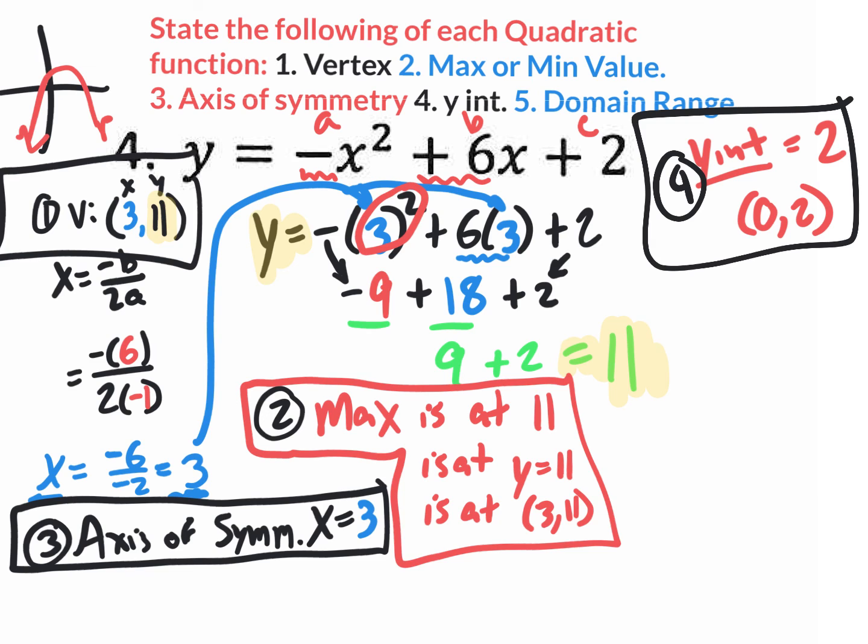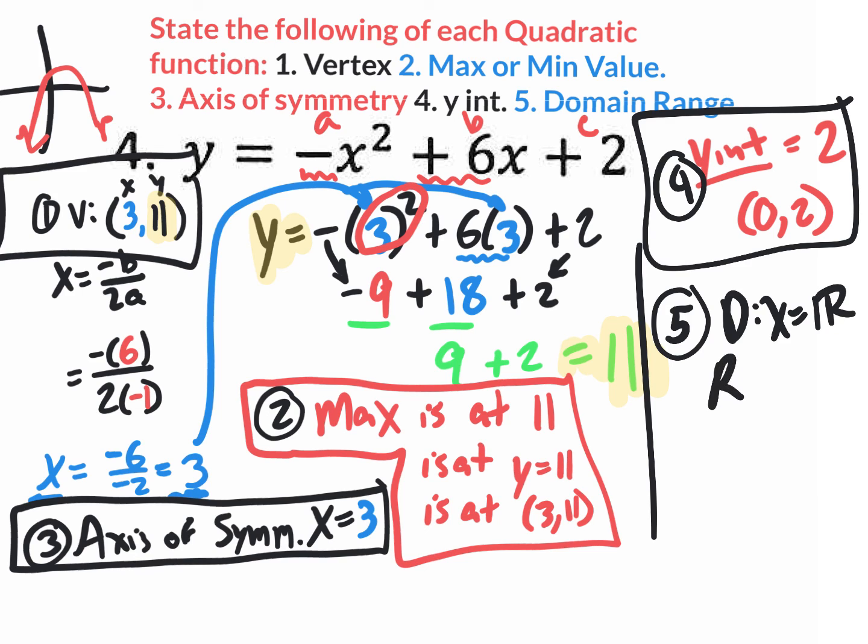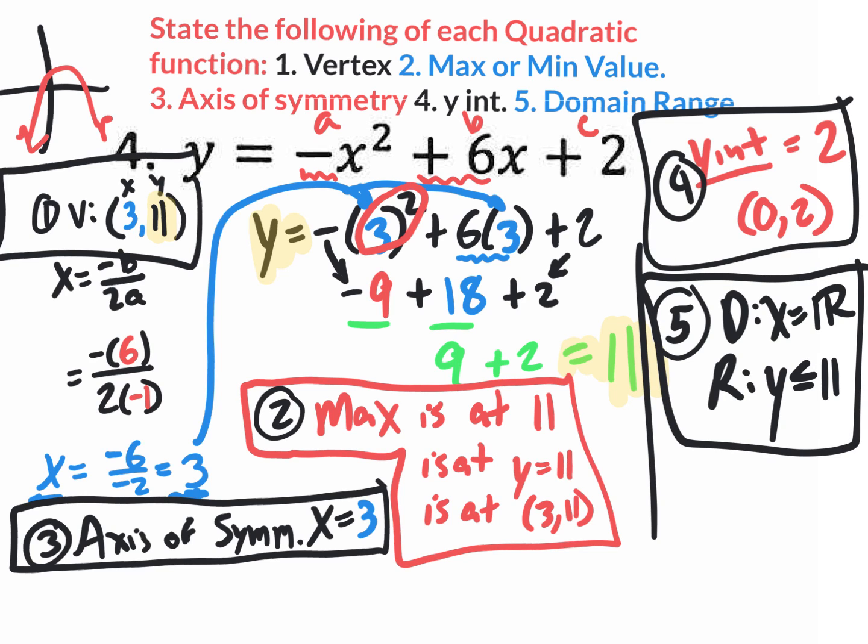And the last thing, domain and range. The domain, x equals what? All real numbers. Range, y is what? Less than or equal to that y value of the vertex, 11. Perfect. So this is the majority of the questions that you're going to see on Friday's quiz, all right? Getting a standard form quadratic trinomial equation and being able to state the vertex, being able to state the y-intercept, the domain, the range, and all that other stuff.